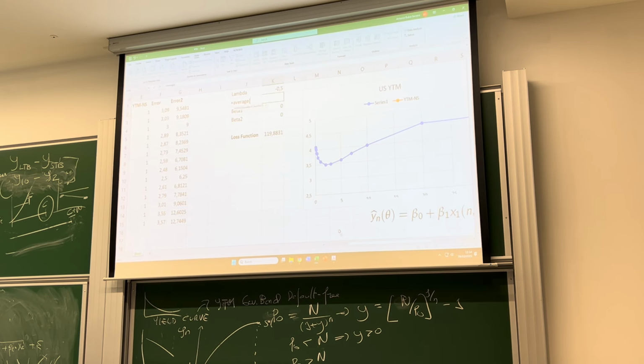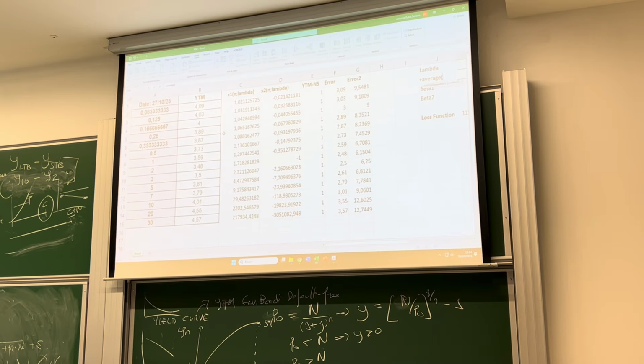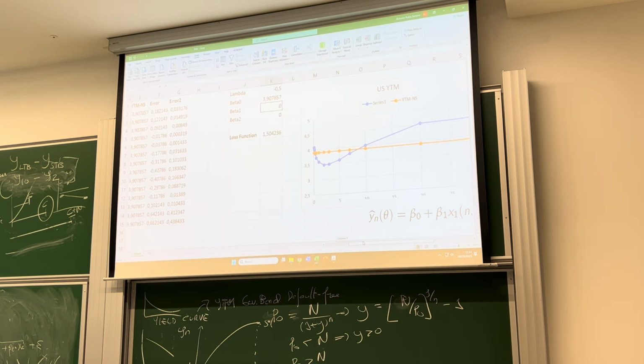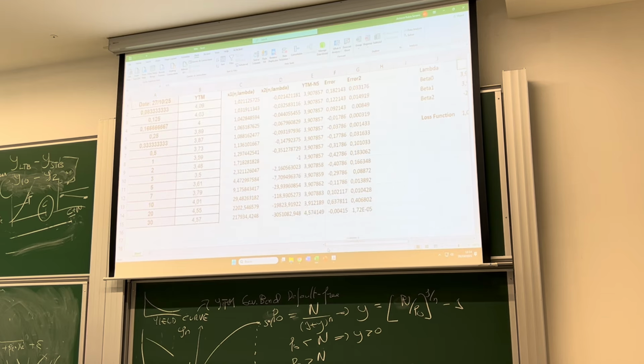So let me see if I can try to find something better, because as we said, the initial guess is important. So let me try to start looking, for instance, from here. No. It has issues like capturing the non-linear parts of the line up.